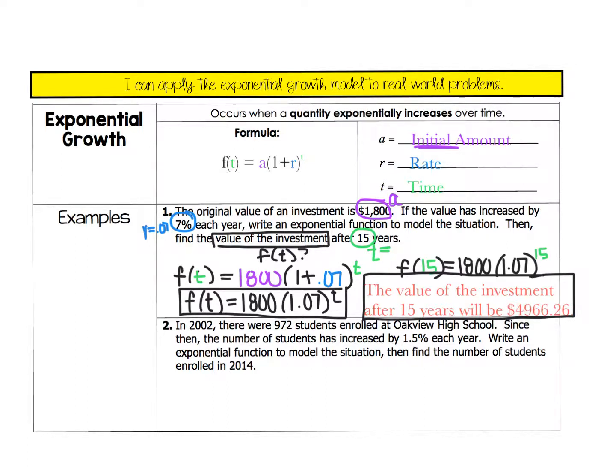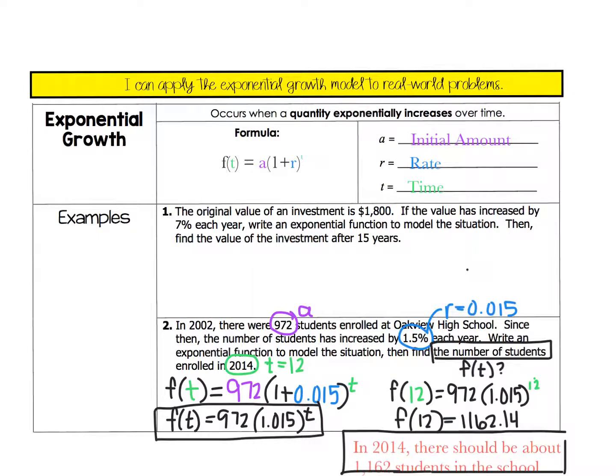All right, so what I'd like you to do is pause the video, and I'd like you to get as far as you can with number 2. I do want to bring out something that I want to draw your attention to. So here they told me it was 15 years. Down here, they're saying in 2002, so that's the start of the story, we have this many students, it's increasing by this rate each year, write an exponential function to model the situation, then find the number of students, so think about what am I looking for, which variable am I solving for, enrolled in 2014. So I need to think about how much time has passed from 2002 to 2014. That will tell me my time. So go ahead and pause the video and try this on your own.